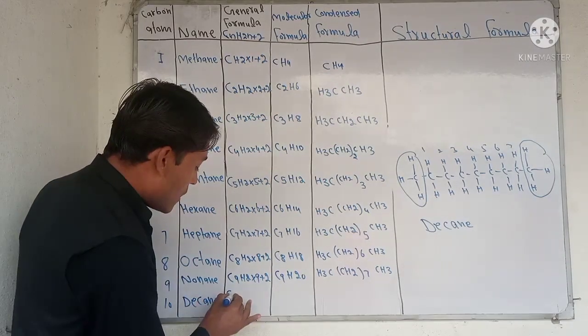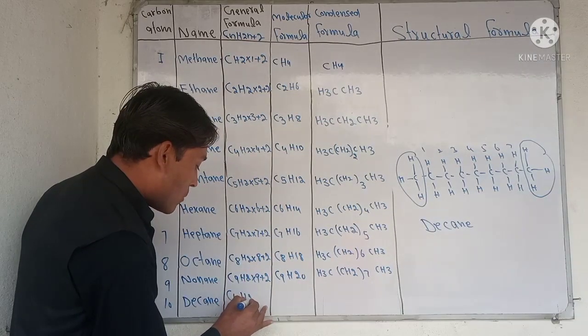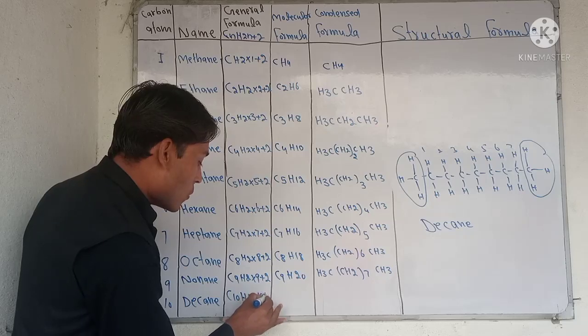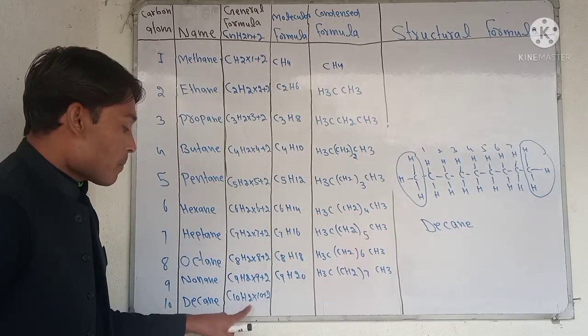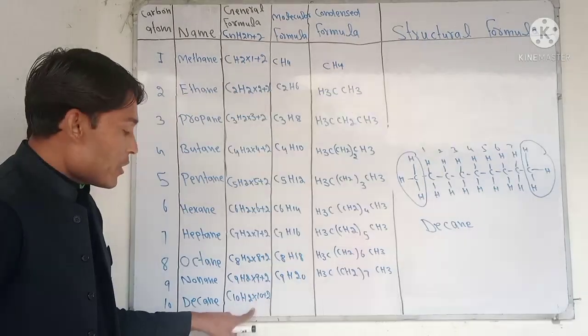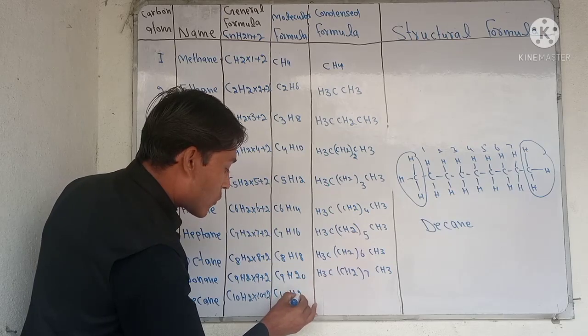As we know, the number of carbon is 10, and H is 2 multiplied by 10 plus 2. So 10 twos are 20 plus 2 is 22, so the number of carbon is 10 and H is 22.